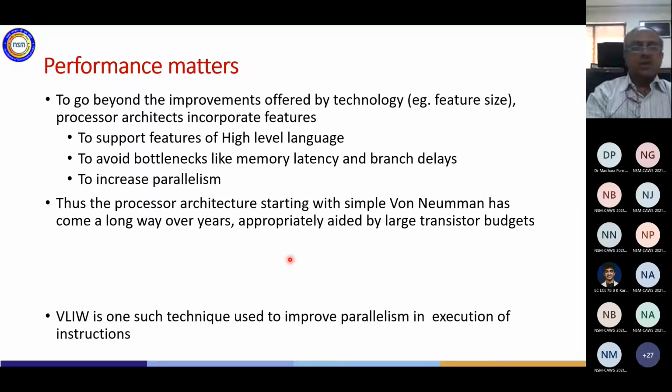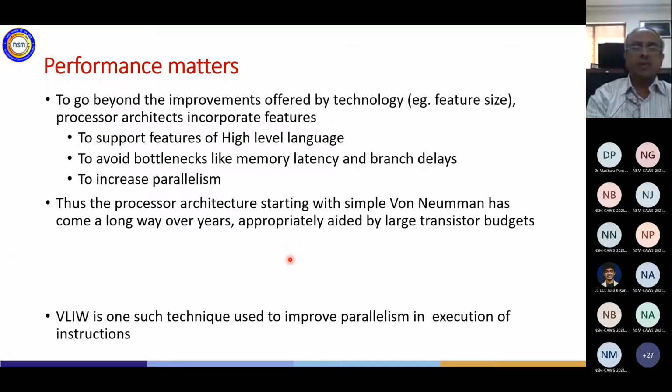So over the years, starting with the simple von Neumann architecture, that is fetch, decode, execute, write back. That was the kind of thing that von Neumann indicated, that a stored program should be used, and that's what all the computers in the past 60-70 years are following. So that was the beginning. Maybe it happened somewhere in the mid 40s or early 50s, and it's still continuing.